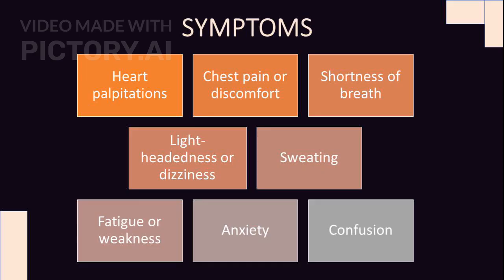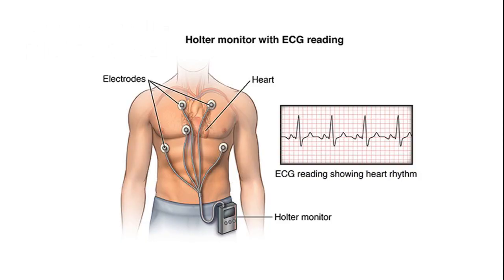Common symptoms of arrhythmias include heart palpitations, chest pain, shortness of breath, lightheadedness, sweating, fatigue, anxiety, and confusion, which can significantly impact daily life. A Holter monitor is a portable device used to continuously monitor heart rhythms over 24 to 48 hours, providing valuable data for diagnosing arrhythmias.